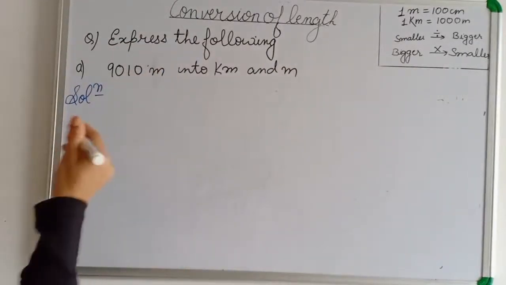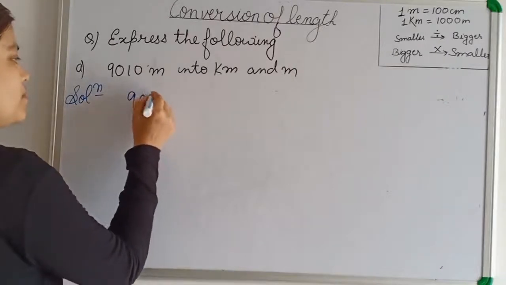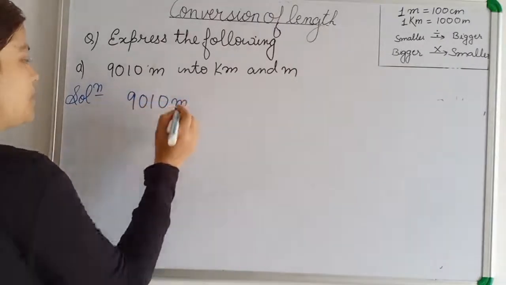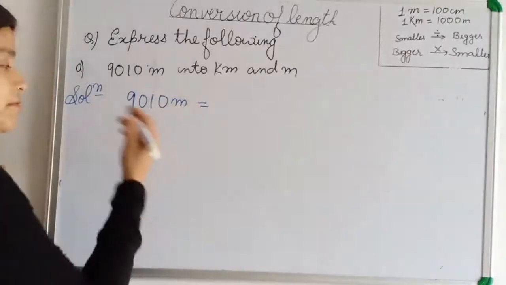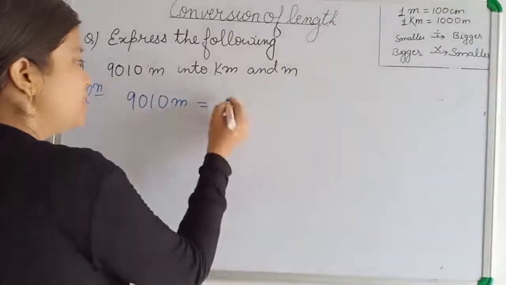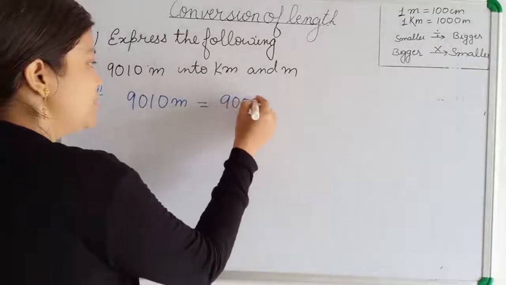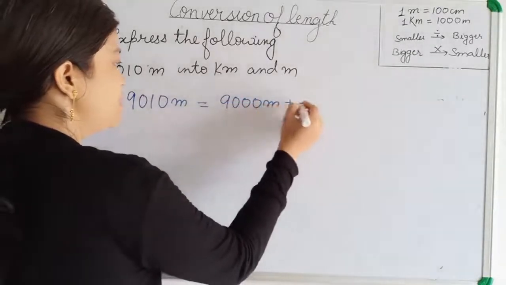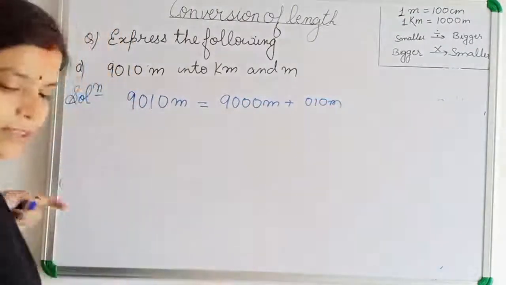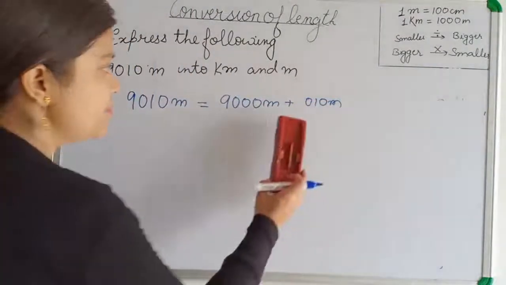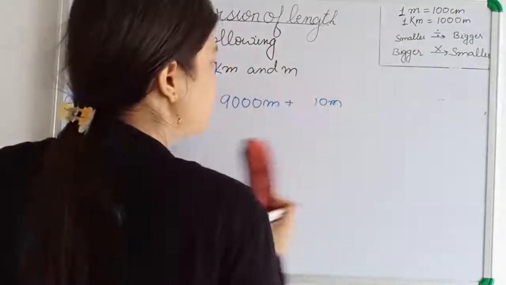So for this what we are doing, first we can write in expanded form, 1000s together and the rest together. It is 9000 meter plus 010 meter, that is 10 meter only. 010 meter we can write as 10 meter now. No need to write 0.